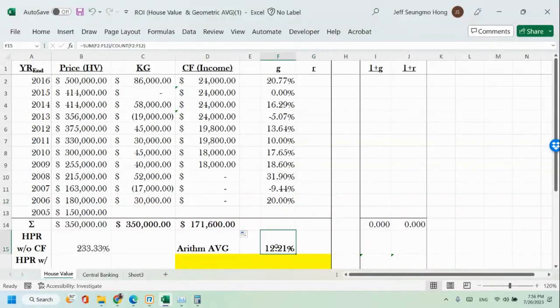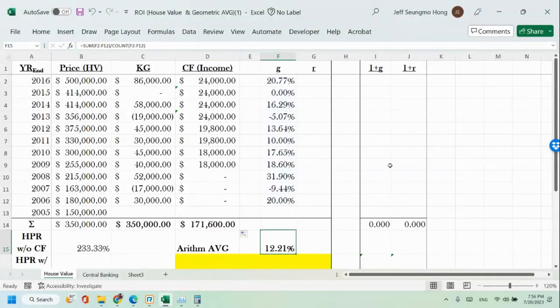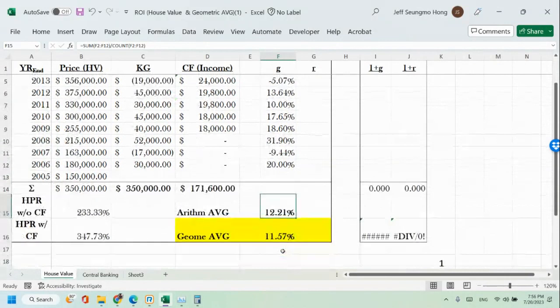If you use simple average, you will sum everything divided by the number of data points. What is this? Count F2 through F12. That means it's going to count data points. So that's going to count 11. But then, is this correct? No, it's not correct. Why is it not correct? Because it is overstating. Why?